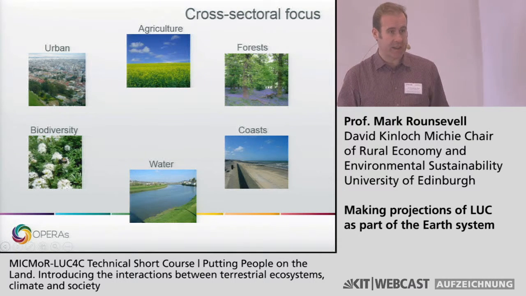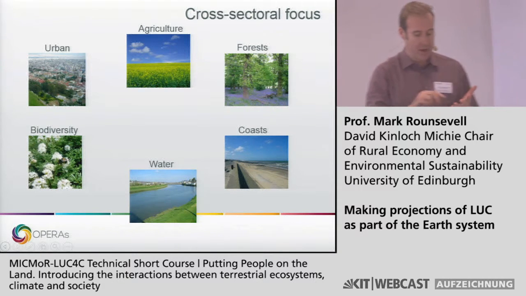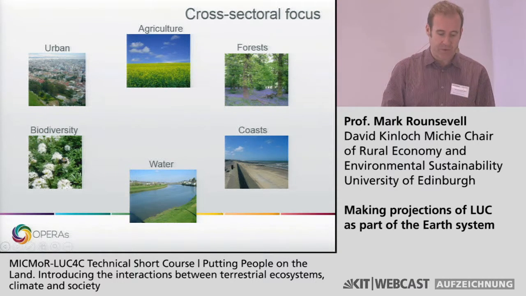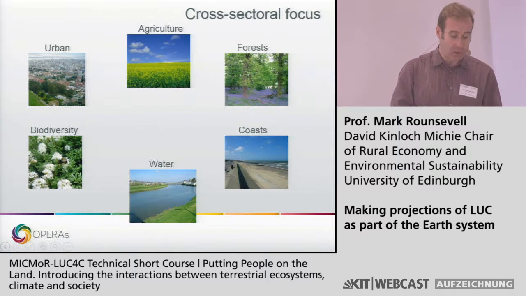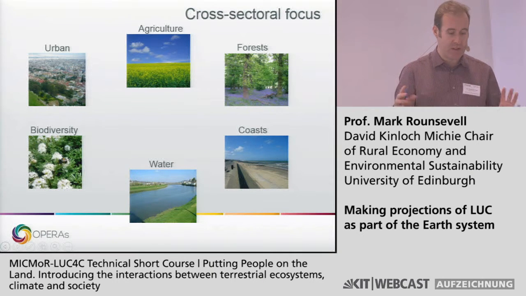Right, so this is what the model does. So basically it covers these range of sectors. So we've got agriculture, forests, we've got coastal flooding and riverine flooding, there's water resources and water quality. It looks at a whole range of different species that collectively make up biodiversity, and it looks at urban land use as well. So it's covering the main sectors, in inverted commas.